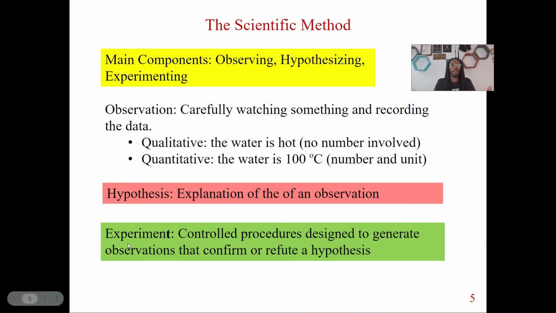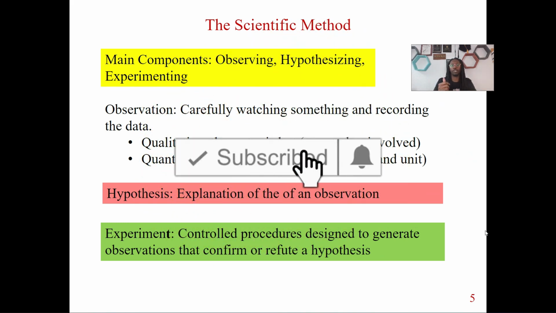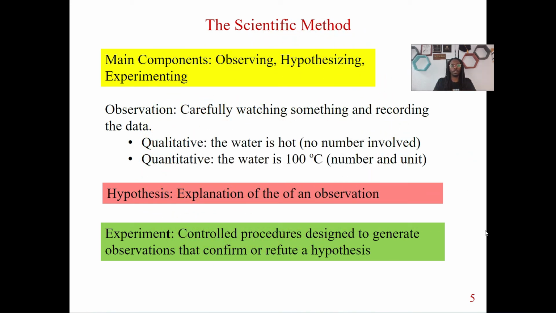And then that can lead us to our experiment. So an experiment is a controlled procedure designed to generate an observation that is confirmed or refuted by your hypothesis. So basically your experiment is going to confirm or try to confirm your hypothesis. Now, are we ever going to be 100% right? No, that's not always the case, because somebody else can do an experiment and it might refute your hypothesis.